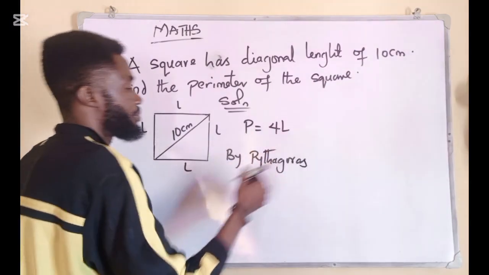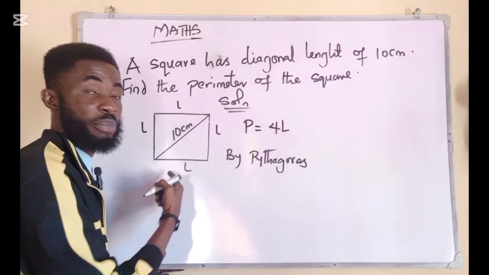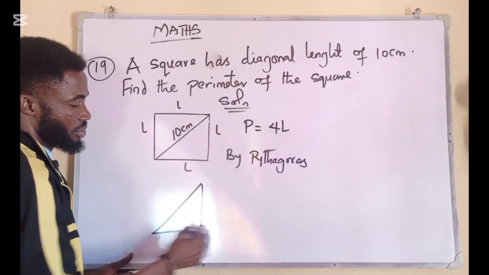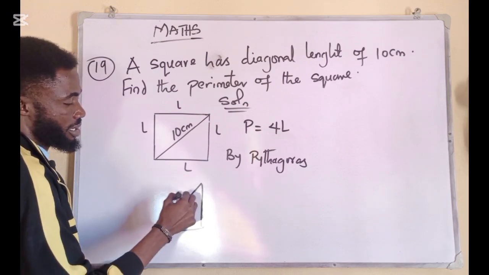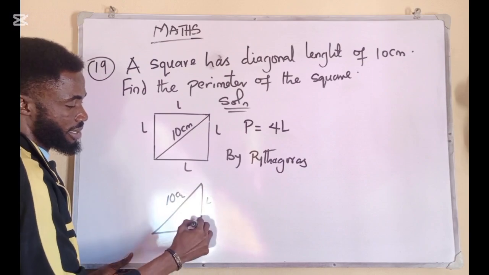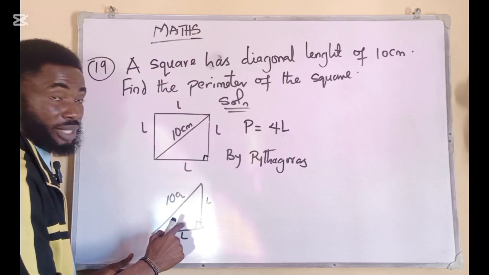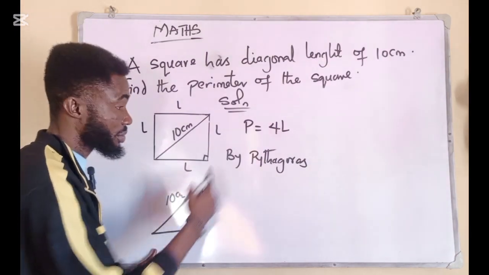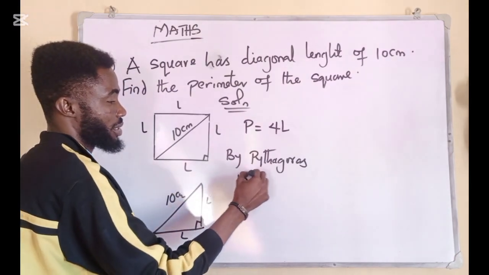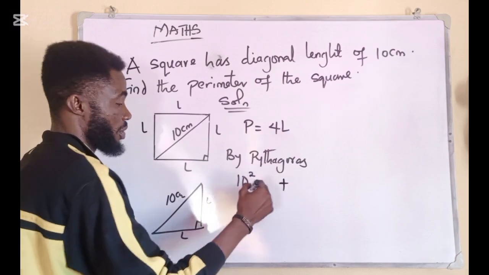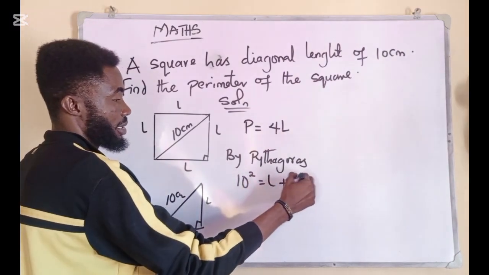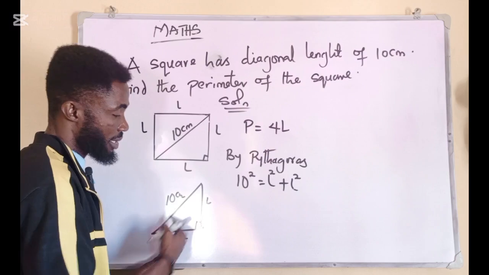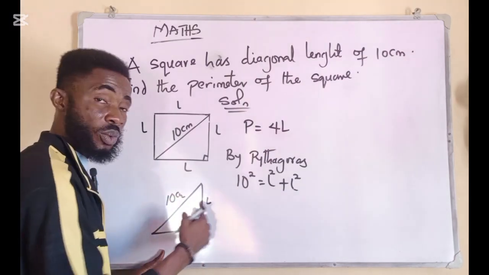from Pythagoras rule, we know that the square of the hypotenuse will be having something of this nature. So, by Pythagoras rule, here is 10 centimeters, here is L, and here is L, and this is a right angle in a triangle. So we're going to apply the Pythagoras rule, right? Good. So the square of the hypotenuse, which is 10, is equal to the sum of the squares of the other two sides. Hypotenuse square is equal to the sum of the squares of the other two sides.